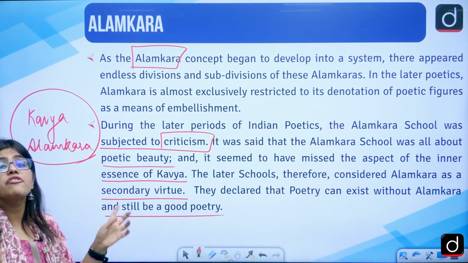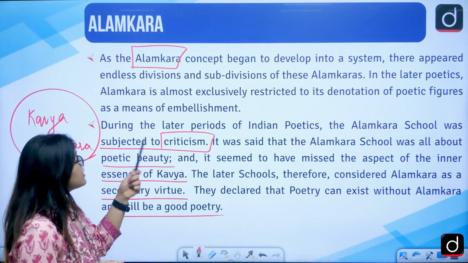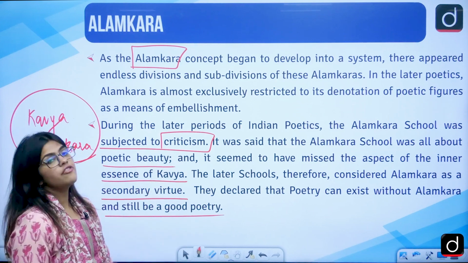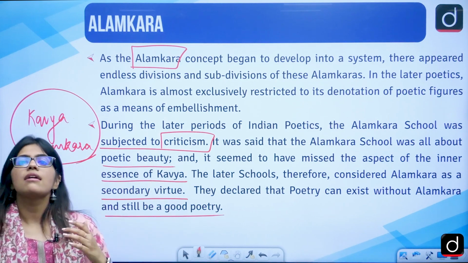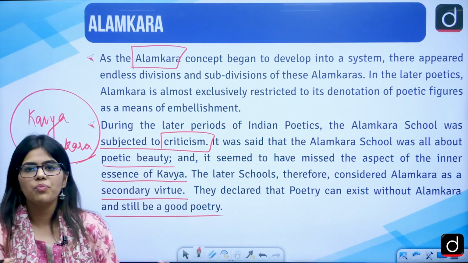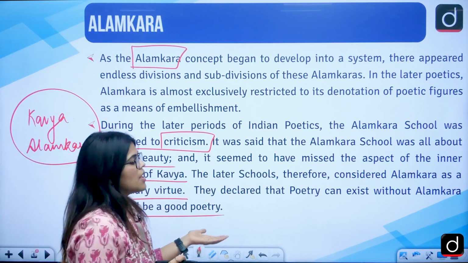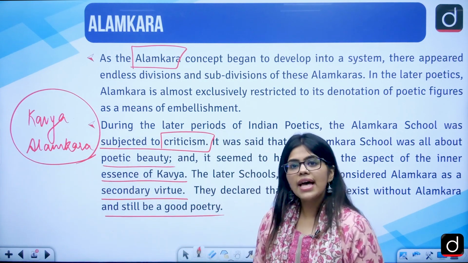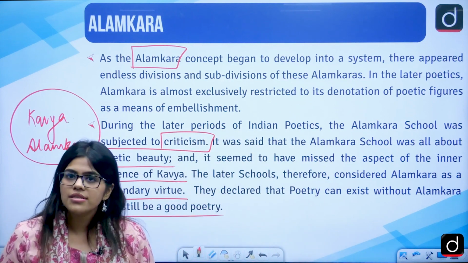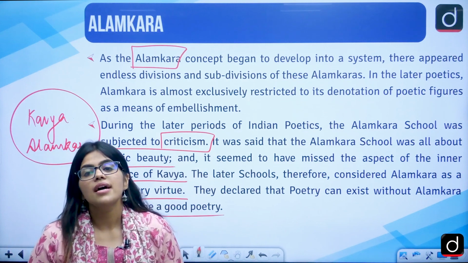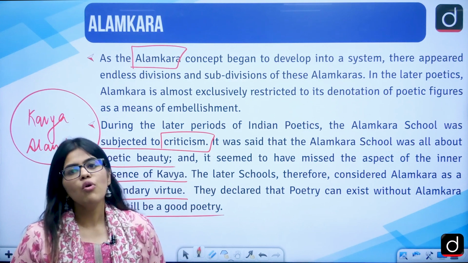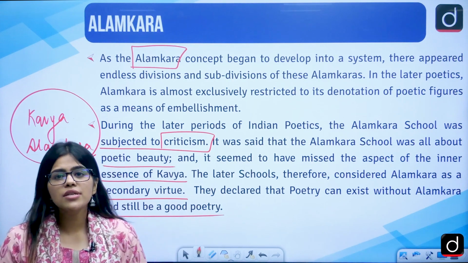While some critics have refuted it and said that it only talks about the outer beauty and it misses the inner essence of Kavya. So this school is not the correct school, while Riti is more important, right? While Rasa is more important. This is how each school is refuted. They say that you can also have good poetry that does not have a lot of Alamkaras. So what are Alamkaras? Alamkaras are the figures of speech that we have been doing in English for so long, right? I hope you understood this video.